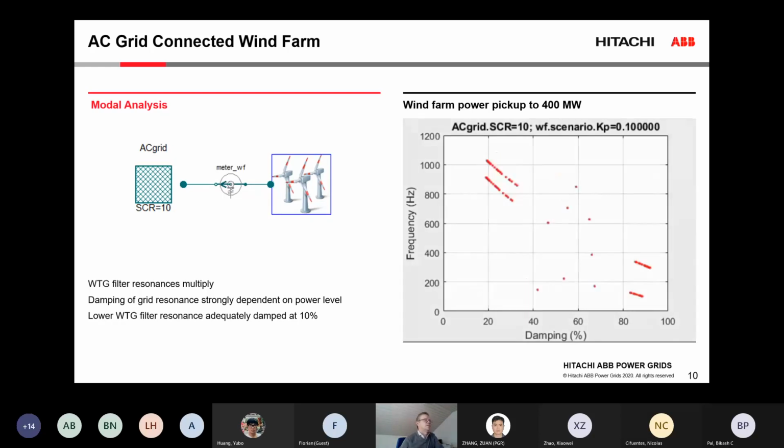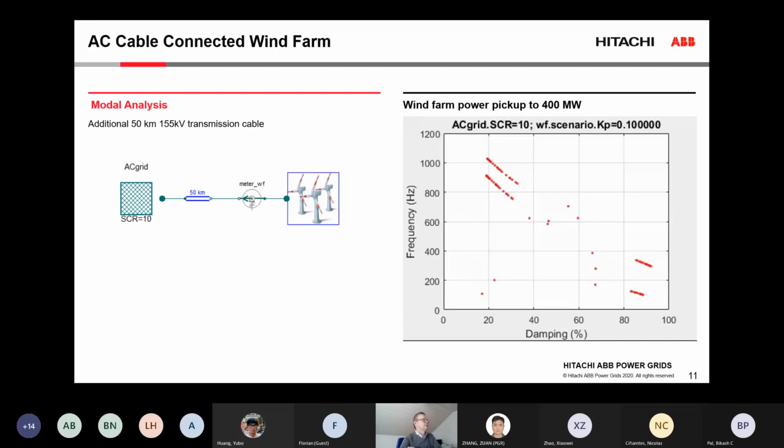So if we make a next experiment here, we add a transmission cable. So if this is an offshore wind farm, and we connect this to an AC grid onshore via a long AC cable, we can make the same experiment.